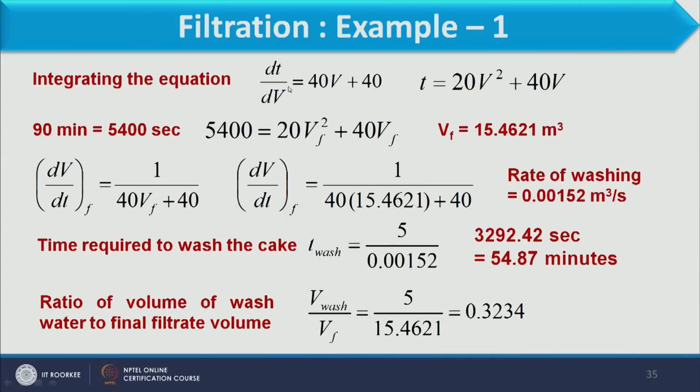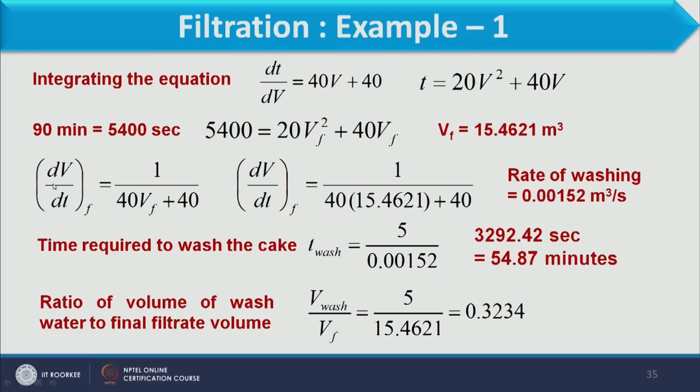Now integrating the equation we have obtained, for time, the time comes as 20 V square plus 40 V. Total filtration is carried out for 90 minutes, so that is 5400 seconds. This 5400 seconds can be replaced over here, and whatever volume is collected at 5400 seconds should be the final volume of filtrate. So putting 5400 as the value of t and solving this equation, we can find Vf as 15.4621 meter cube.